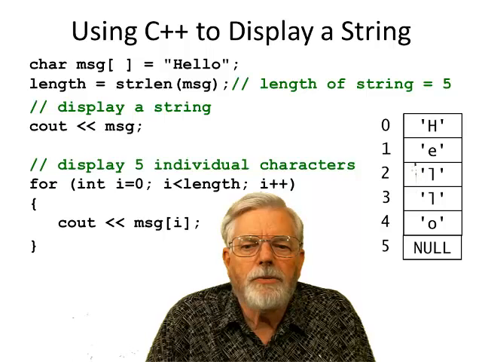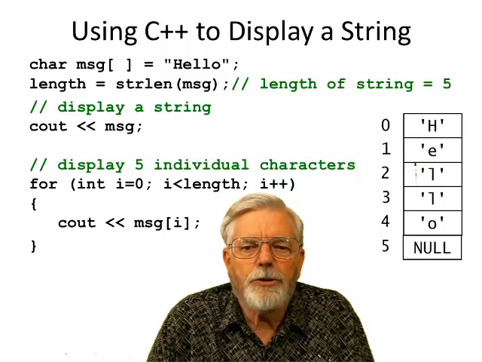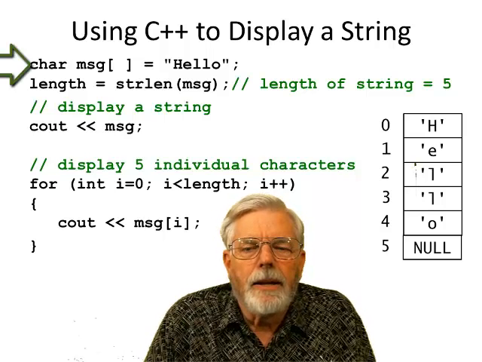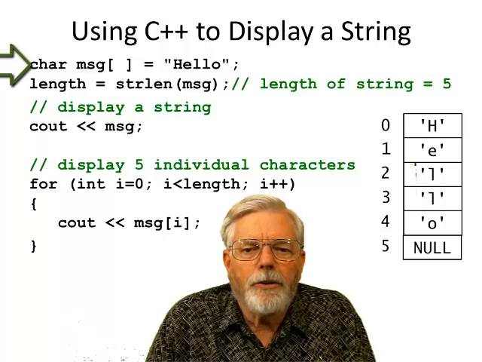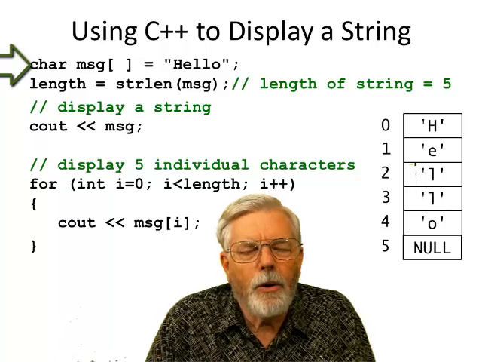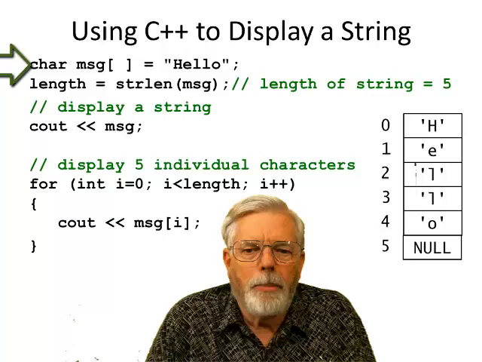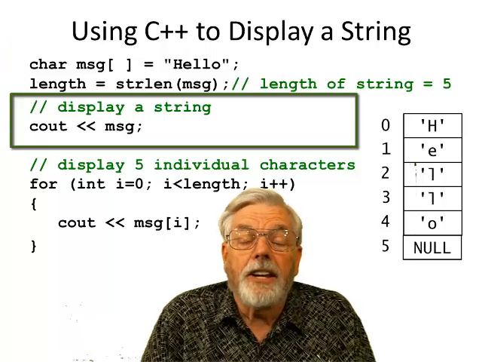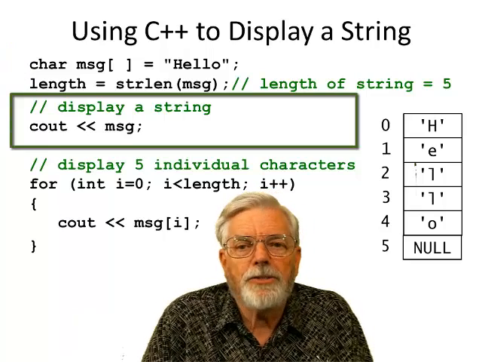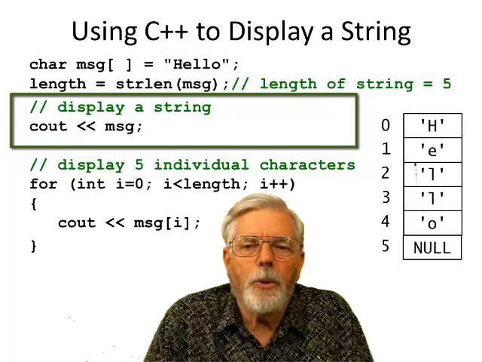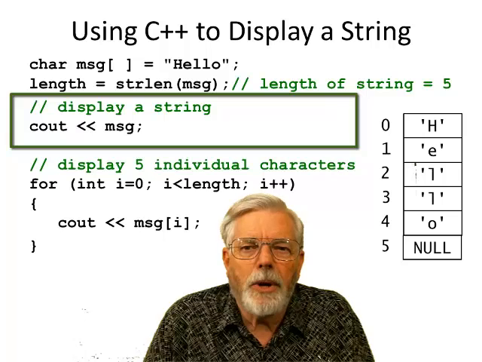Here are several ways of using C++ to display a string. I'm creating a string character message equals quote hello quote. So I have HELLO and then a null byte, right? Okay, I could say cout less than message. Cout already has built into it the ability to display a C string. It's going to display the string and stop when it sees the null byte.